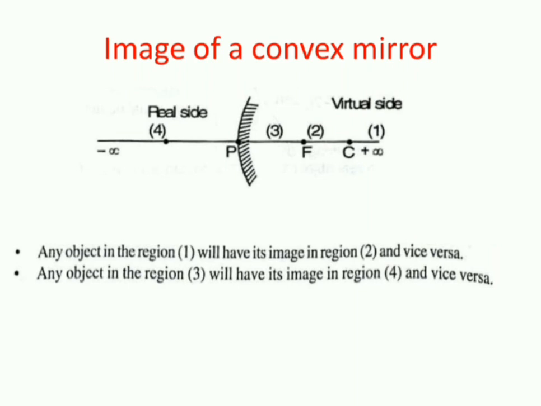If object is in region 3, it will have its image in region 4 and vice versa. If object is in region 3, this is the object, then image will be in region 4. Again, it's a virtual object, and vice versa. So if your object is in region 4, image will be in region 3. So 3 and 4 are interchangeable, 1 and 2 are interchangeable. Sometimes they ask you a question, can you have a virtual object and a virtual image for a convex mirror? It is possible. If object is between C and plus infinity, image will be between C and F, but both of them are virtual.